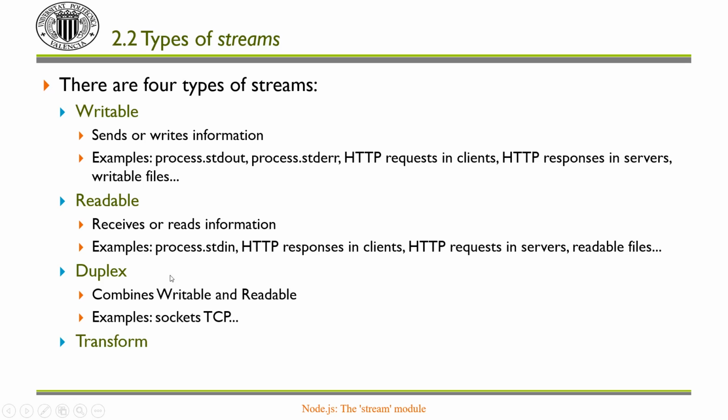Duplex streams combine all operations from writable and readable streams. A good example are TCP sockets, because they may send information using the write operations and receive messages using the appropriate operations provided by readable streams. Finally, the transform type is a duplex that may also modify the data in the read or write stages. A good example is an extension of a TCP socket that is able to encrypt or decrypt the information being transmitted.